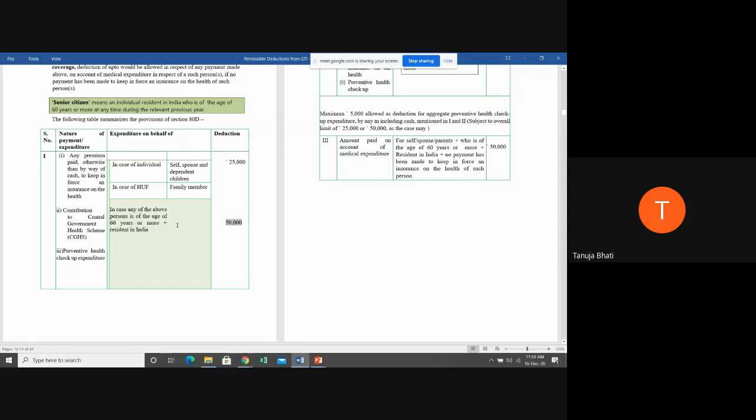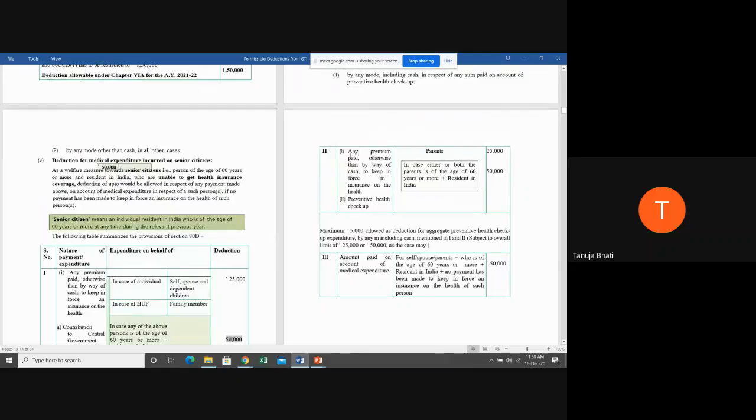So remember students, if any person is a senior citizen, that is, the parents are senior citizens, or the assessee himself is a senior citizen, the deduction will be 50,000. We have seen this. The second part is if any premium is paid otherwise than by way of cash to keep in force an insurance on the health and preventive health checkup. If these two are there, and it is taken in the name of the parents, it is 25,000. But if the parents or both are 60 years or more, you will get a deduction of 50,000.